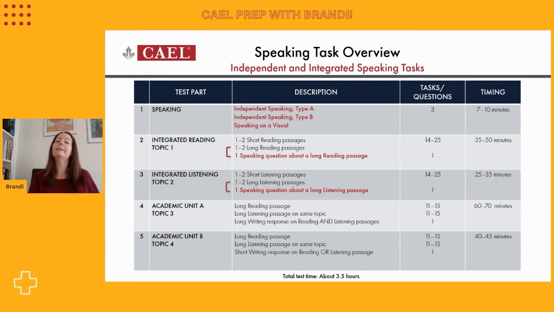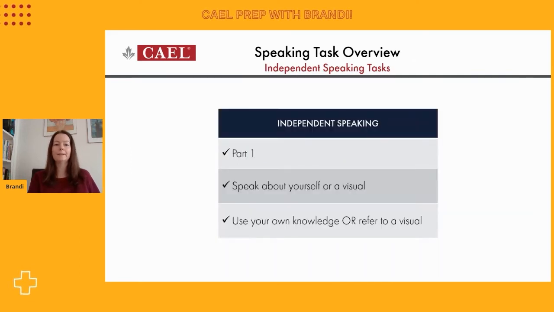And in part 3, first we will listen to an academic lecture and we'll speak about what we've learned there. So there are a couple of different things to note, I guess, about these different tasks. So we'll start with the independent speaking tasks. These 3 questions fall in part 1.